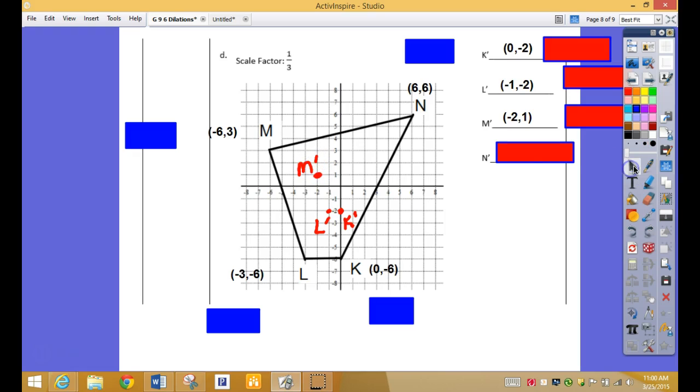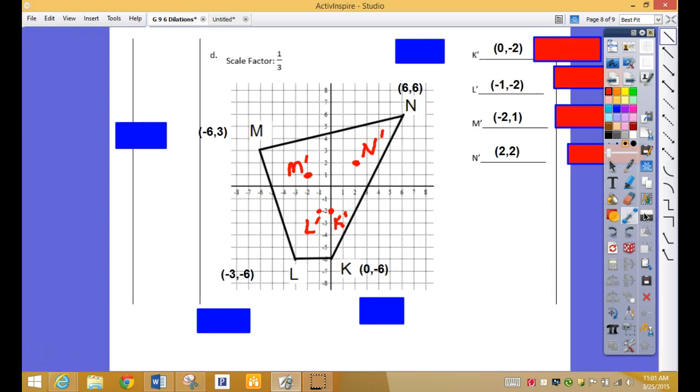And finally, the last one, N, 2 and 2. Label it. N prime. With your straight edge. You just created your new image, a dilation of 1/3.